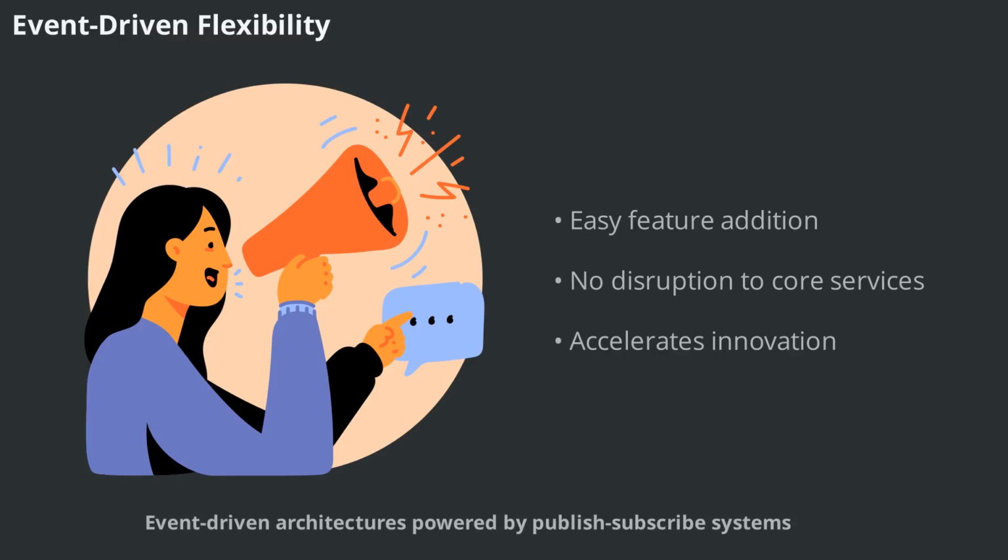Event-driven architectures, powered by publish-subscribe systems, allow you to add new features or services without disrupting existing ones. For example, you can introduce a new analytics service that subscribes to order events, gaining insights without changing the order service itself. This flexibility accelerates innovation and reduces risk.